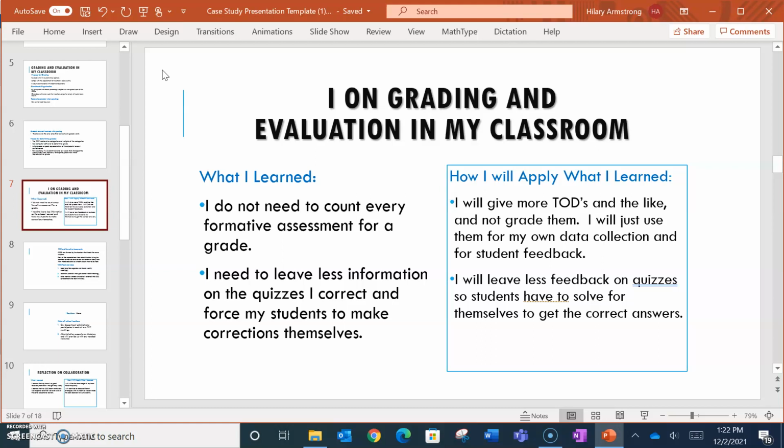So how am I going to apply what I learned? I think I'm going to give more tickets out the door and smaller, more frequent formative assessments, and then take that feedback and use it to drive my instruction. The other thing I learned about feedback that I provide on formative and summative assessments is that I need to leave less information on the quiz. I tend to write out the entire problem correctly so they can see all the steps, but what I learned was if I just put the formula down that they should have used, then have the students work the problem out for themselves, they retain the information better.